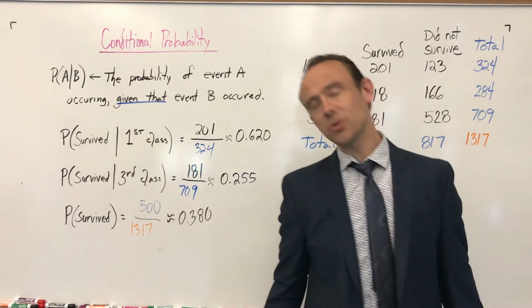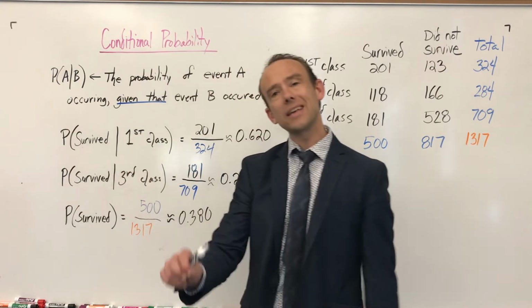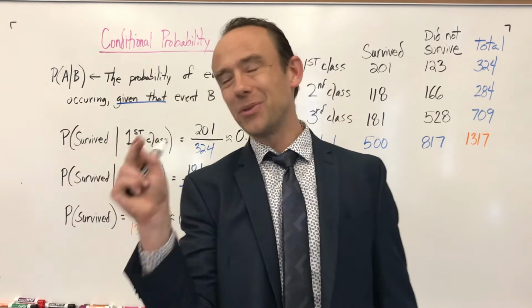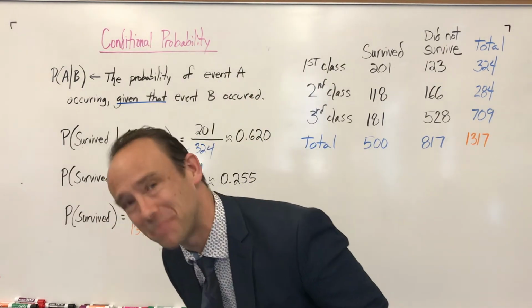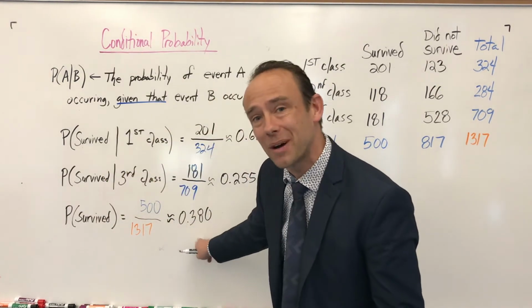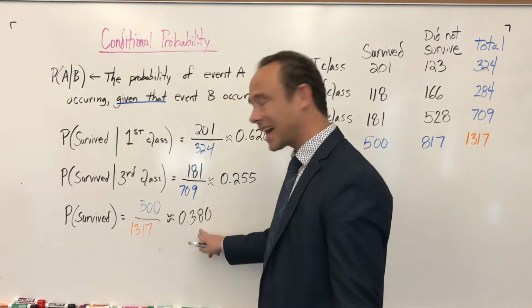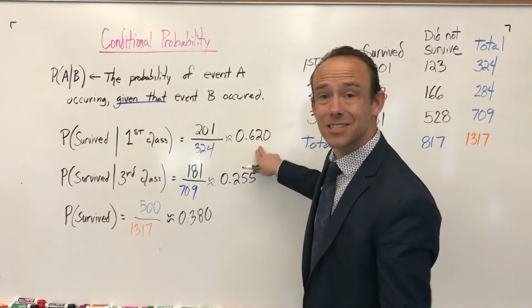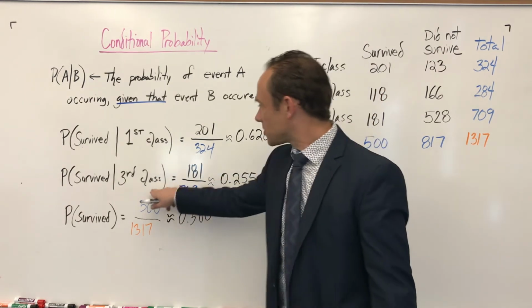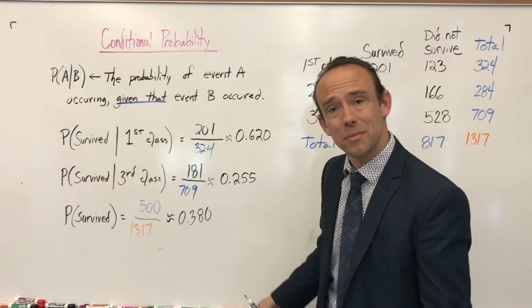And I raise this point because what I want you to take from this is that the probability that somebody on the boat survived is 38%. But there ain't nobody on that boat where that was actually their probability, right? There wasn't a single person who actually had 38, because first class had 62, and people in third class had 25. And I don't know second class, but probably somewhere in the middle.